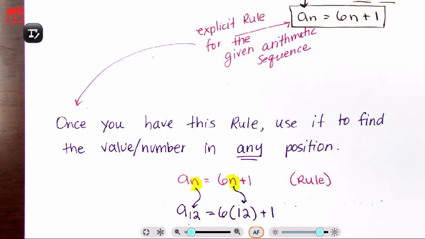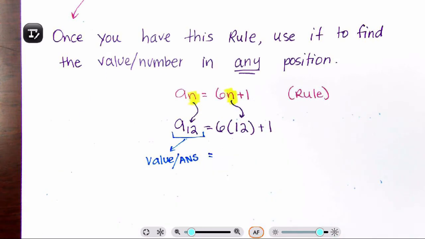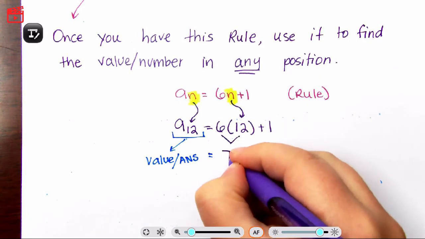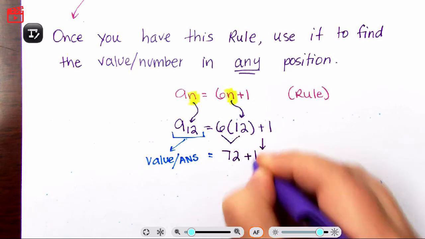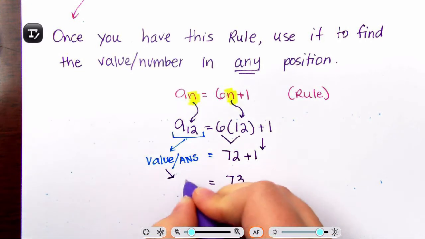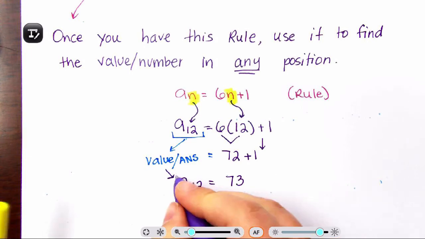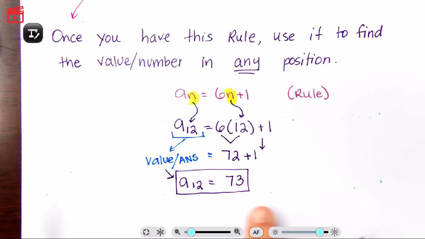Now a sub n, this right here is the value or your answer. This right here is your position number. So what you're going to do is simplify. 6 times 12 is what? 6 times 11 is 66, plus another 6. That is 72. I'm going to bring down my plus 1. So I have 73. So in my 12th position, I have 73. If I was to continue that pattern, in my 12th position would be the number 73.